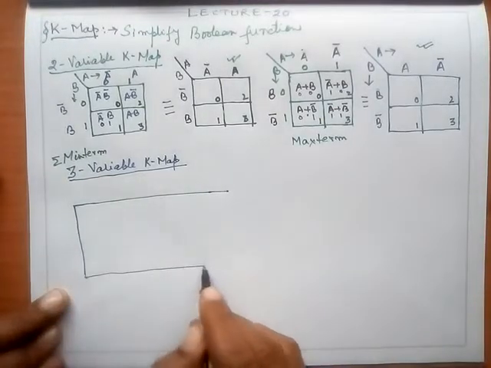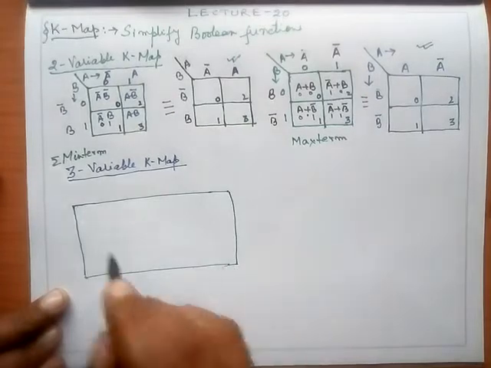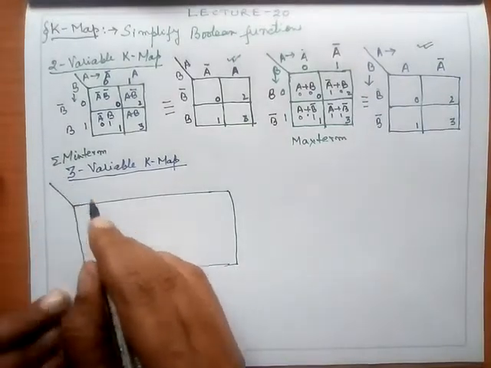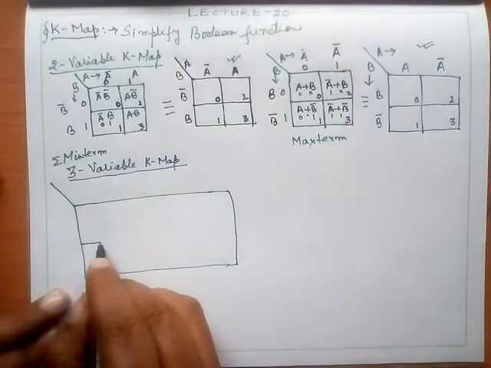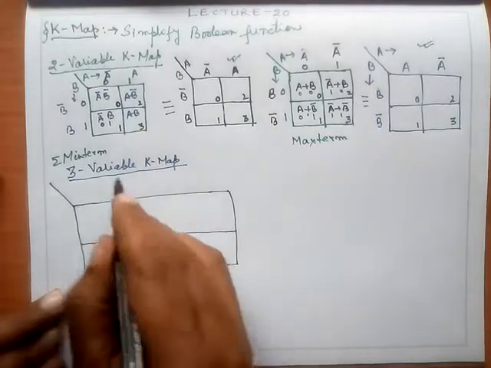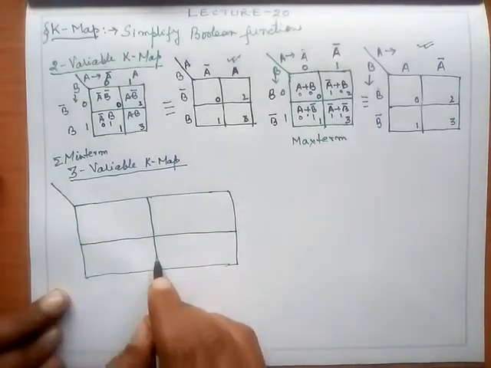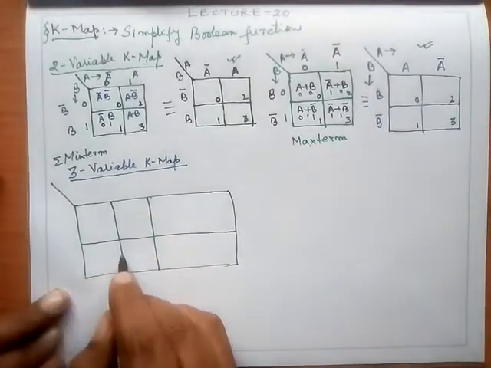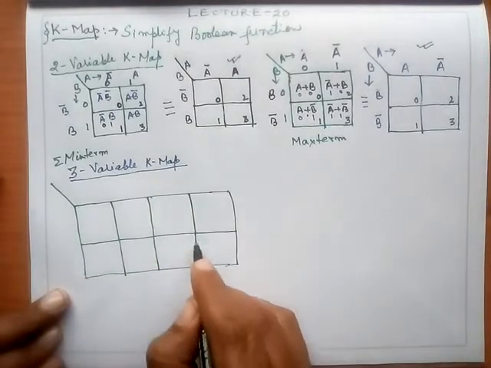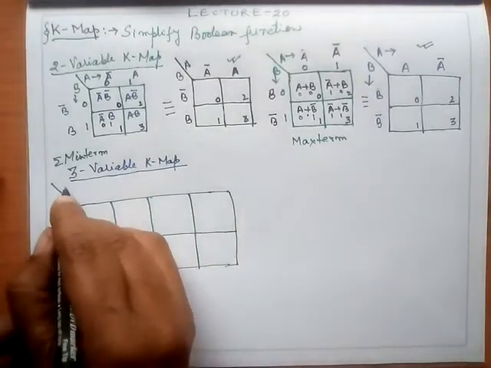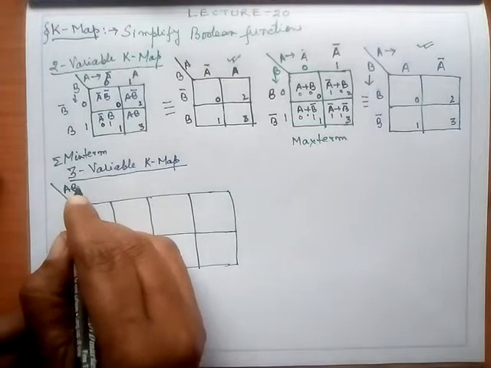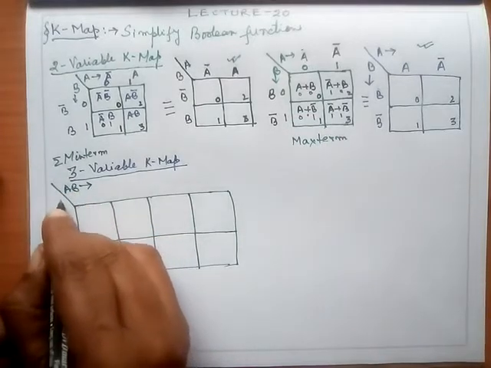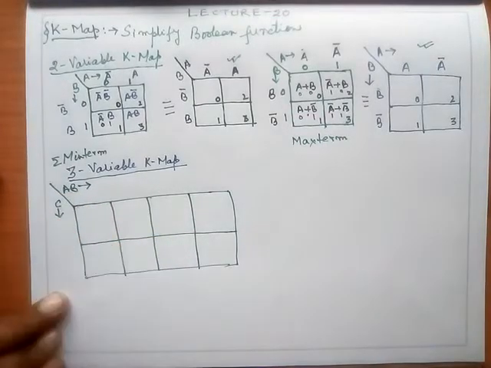I am drawing a rectangle here. I divide this rectangle into 8 cells, because with 3 variables, 2 to the power 3 is 8. On one side I say it is AB, the combination of A and B, and on the other side I am showing that this is C.